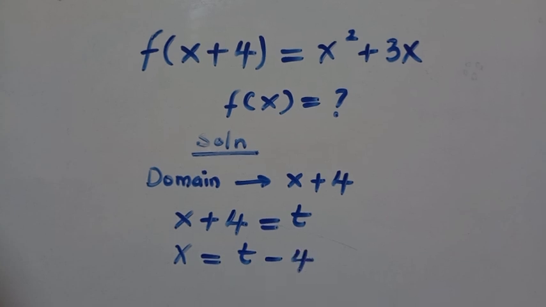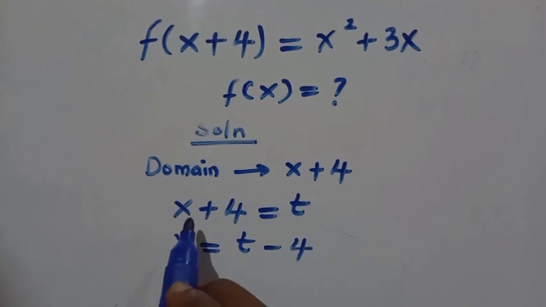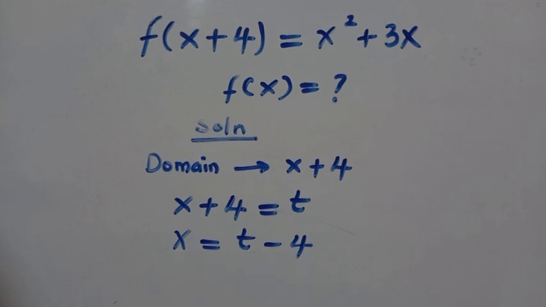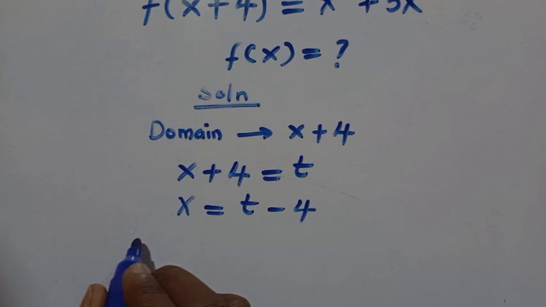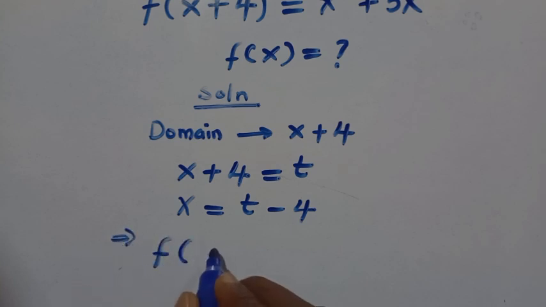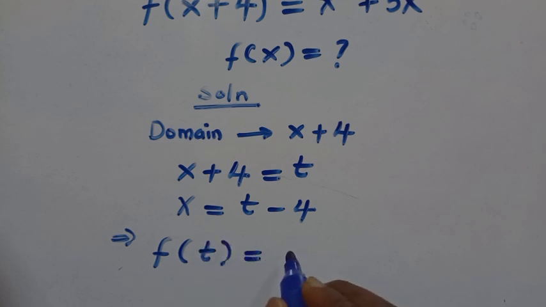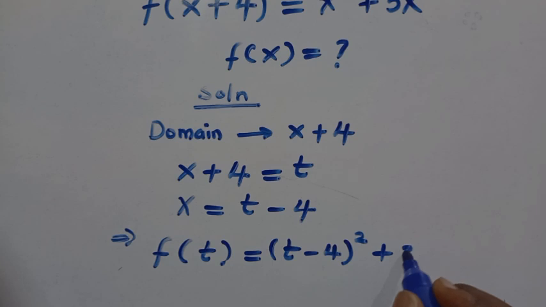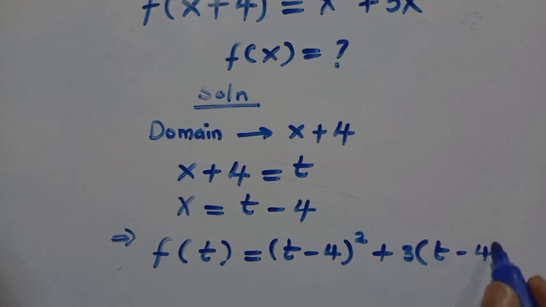So let's come back to the given question. That is, our x plus 4 is now our t, and anywhere we see x, we are going to replace it with t minus 4. So this implies that our f of x plus 4 is now f of t equals, so our x squared now is t minus 4 squared, then plus 3 into bracket of t minus 4.